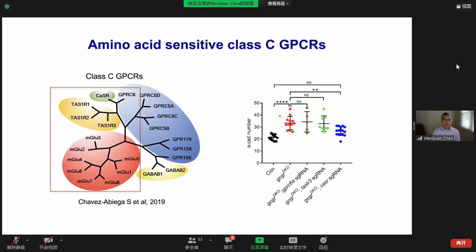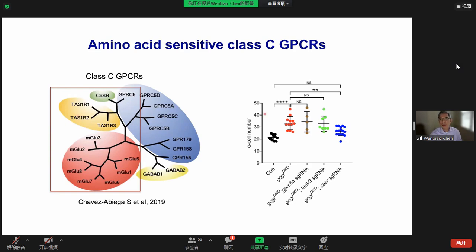So he looked into the literature and found that there is this class of GPCRs, class C GPCRs, which usually have a very large N-terminal extracellular domain and are sensitive to amino acids. We are not interested in the glutamate receptors, because we know that glutamate is not involved. And so we focused on 3 GPCRs: CASR, GPRC6, and also the taste receptors.